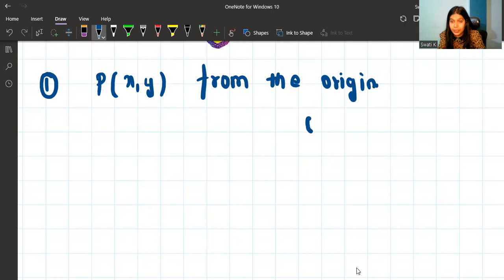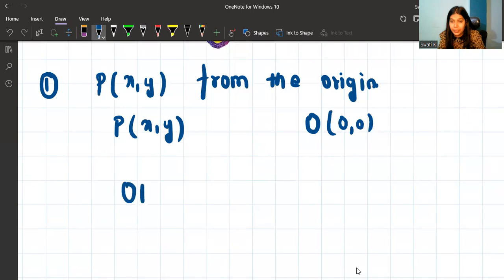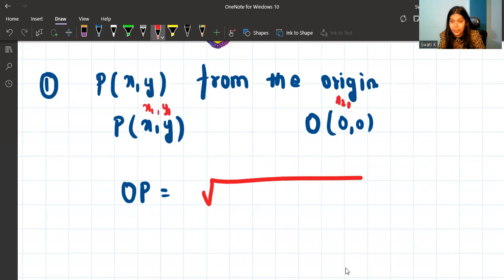So imagine that the origin I'm taking as point O, and the coordinate is of course 0, 0, and P is x, y. We have to find out the distance of P(x, y) from the origin. That means we have to find out OP. Now using the distance formula, I'm just writing the formula, with x1, y1 and x2, y2. According to the formula, it is root over x2 minus x1 whole square plus y2 minus y1 whole square.